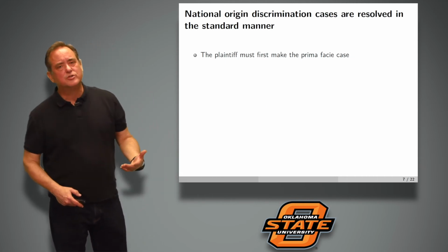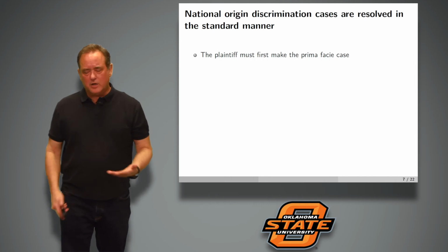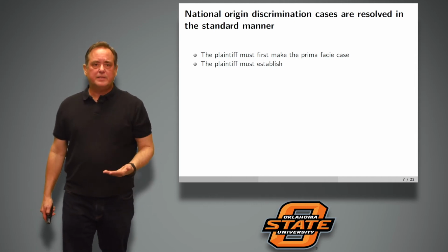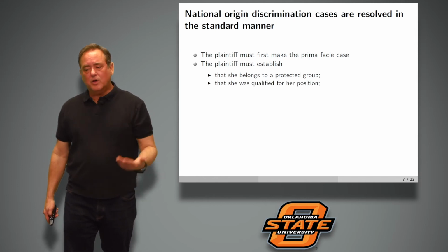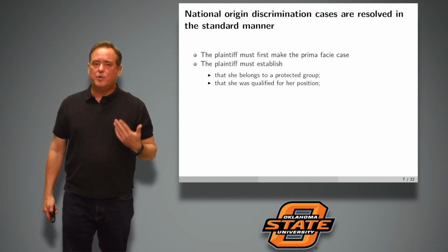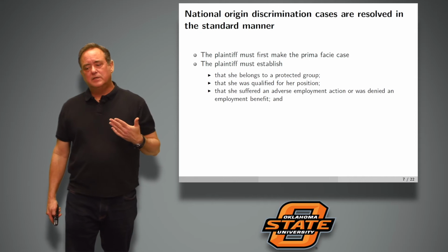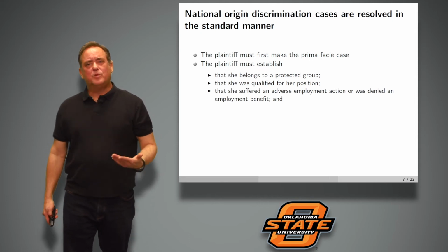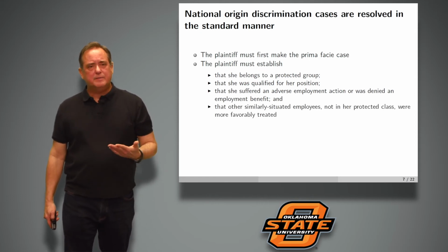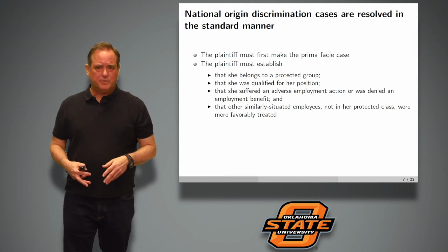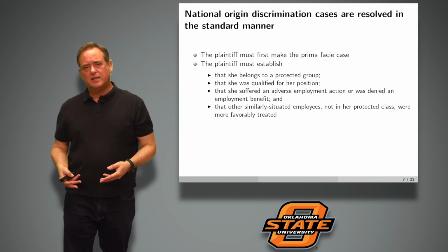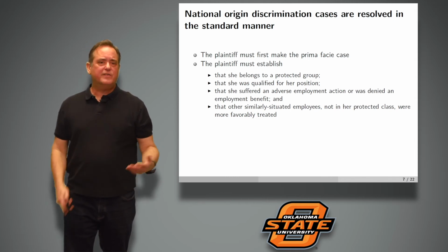Now, national origin discrimination cases are resolved in the normal manner. You make the prima facie case, those four factors: that you belong to a protected group, that you were qualified for the position, that you suffered an adverse employment action or were denied employment benefits, and that other similarly situated employees not in your protected class were treated more favorably.